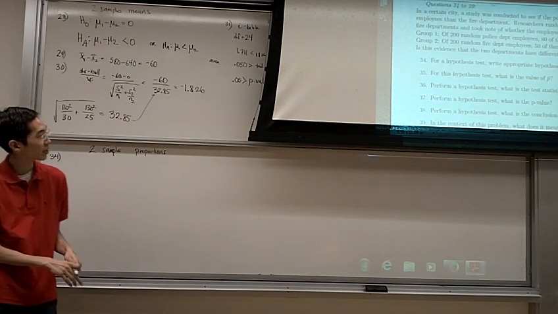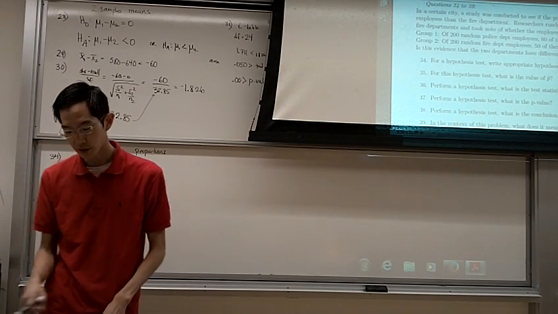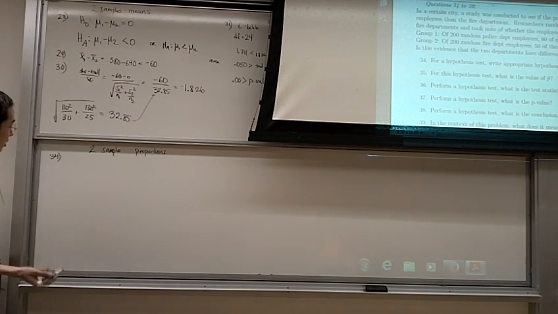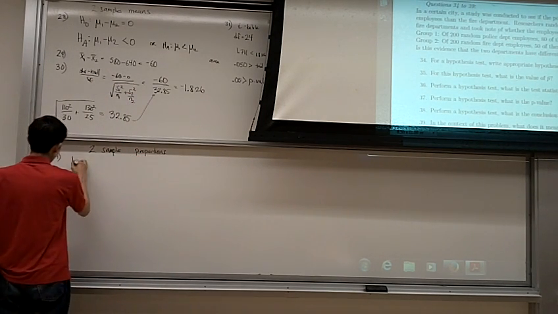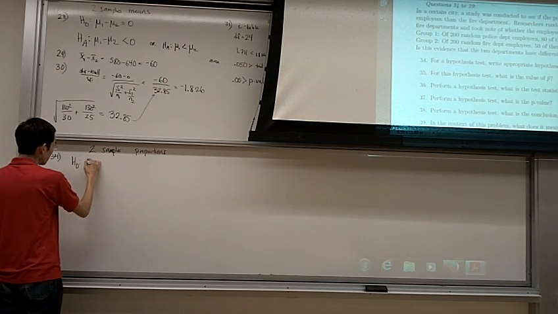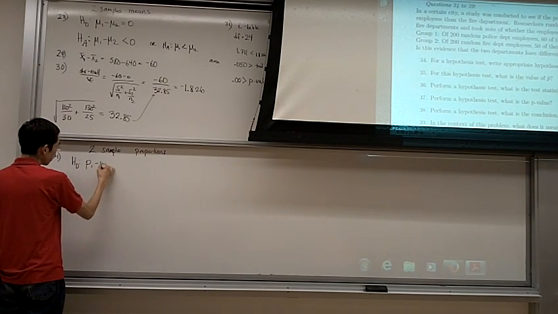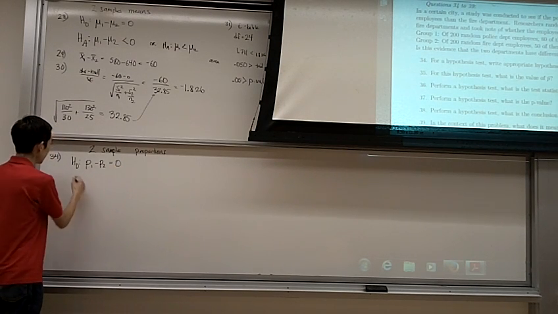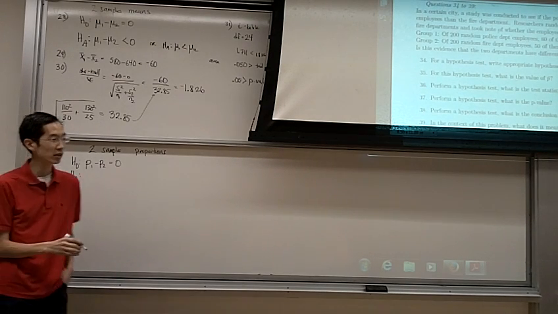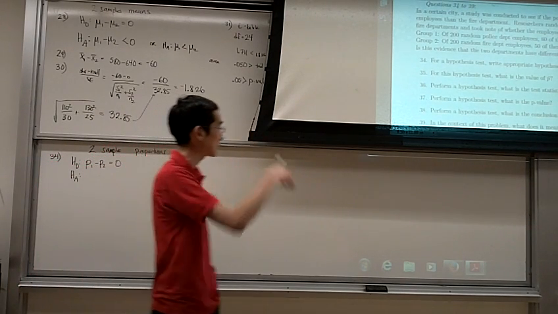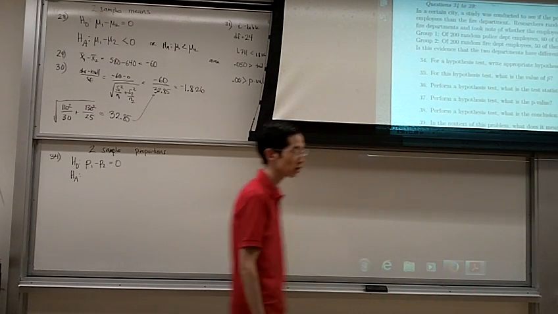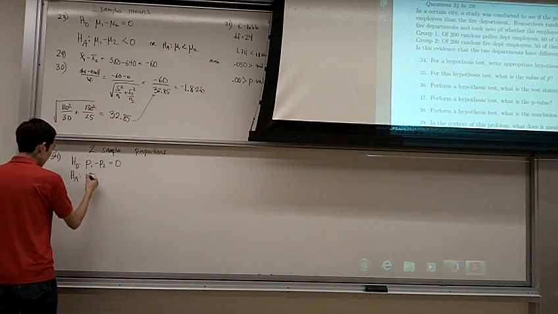Number 34 says, write the appropriate hypotheses. You guys remember? The null hypothesis, when you have two sample proportions, is P1 minus P2 equals 0. For the alternative hypothesis, do we have a one-sided or two-sided test? It asks, is this evidence that the two departments have different proportions of minorities? So it's a two-sided test. We're going to use a not equal sign here.